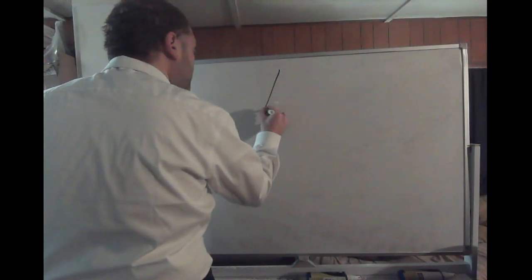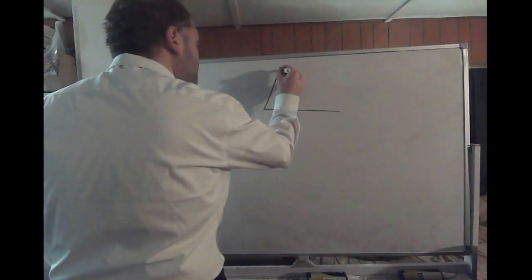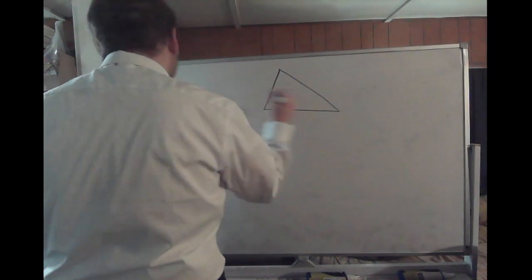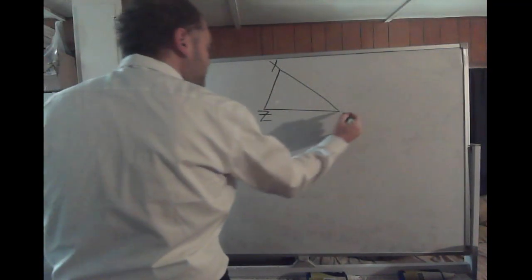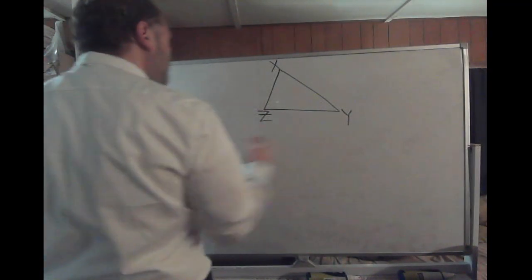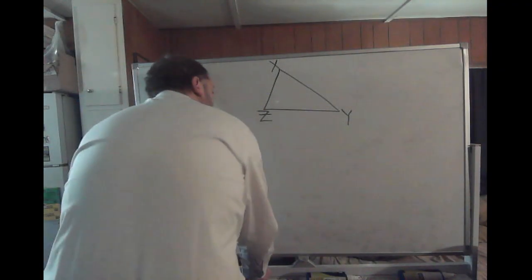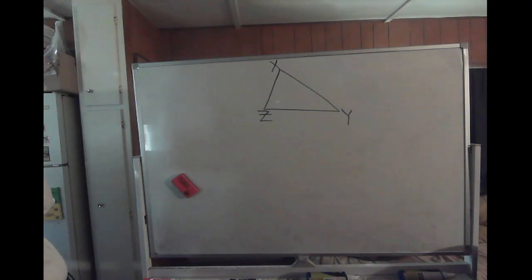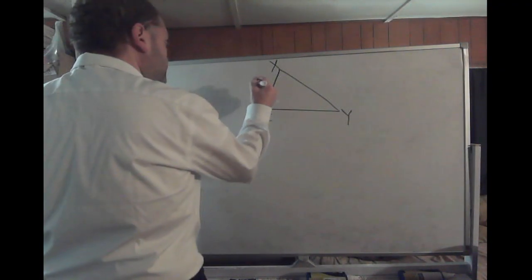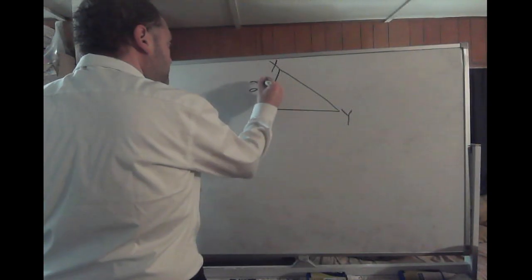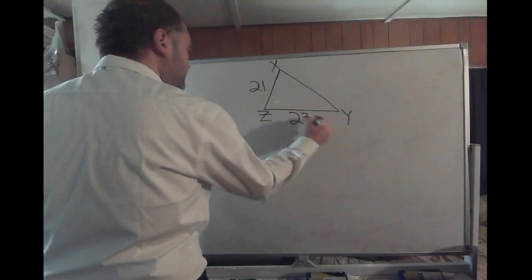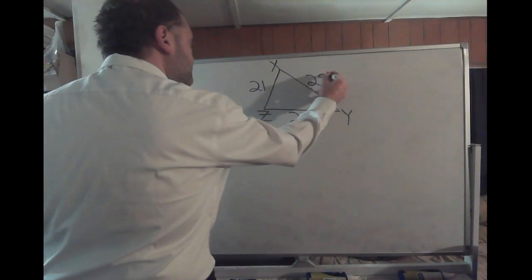Alright. Some of these are going to seem redundant, but I think this is an important exercise to drive home. This is a very important theorem to drive home here. Alright, so we have triangle XZY. 21, 23, and then 29 for this length.